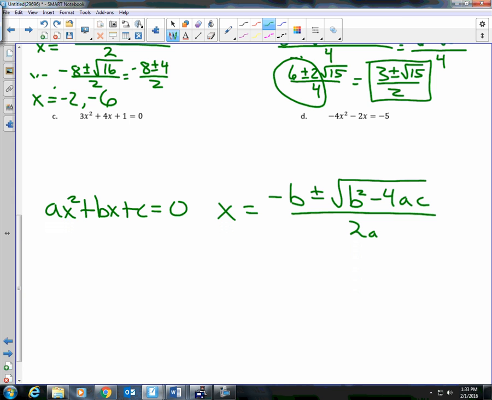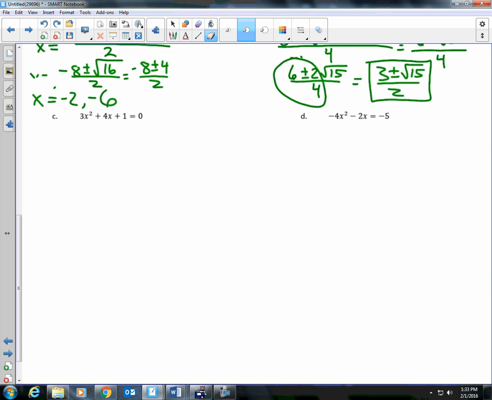Try C on your own. I'm going to tell you that your answers will come out to be fractions without square roots.